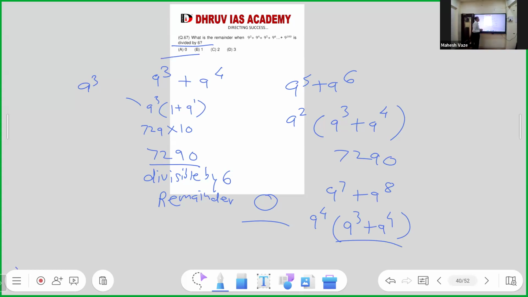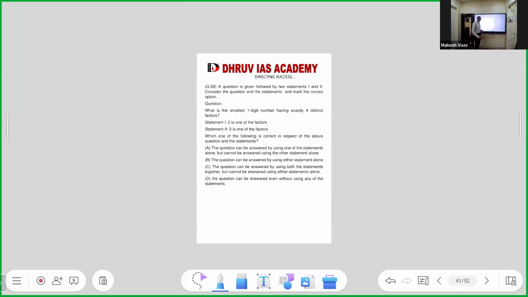So if the number is divisible by a particular number, then the remainder is 0. So we have to break the larger problem into smaller parts and then tackle it. Divisibility tests also you'll have to remember, all the tests like for 2, 3, 4, 5, 6 and so on. Okay, coming to the next question.